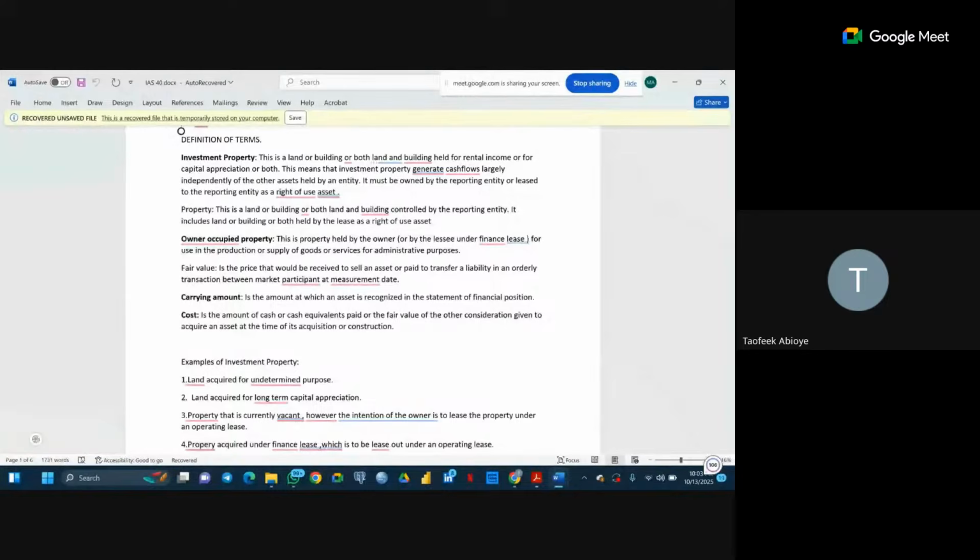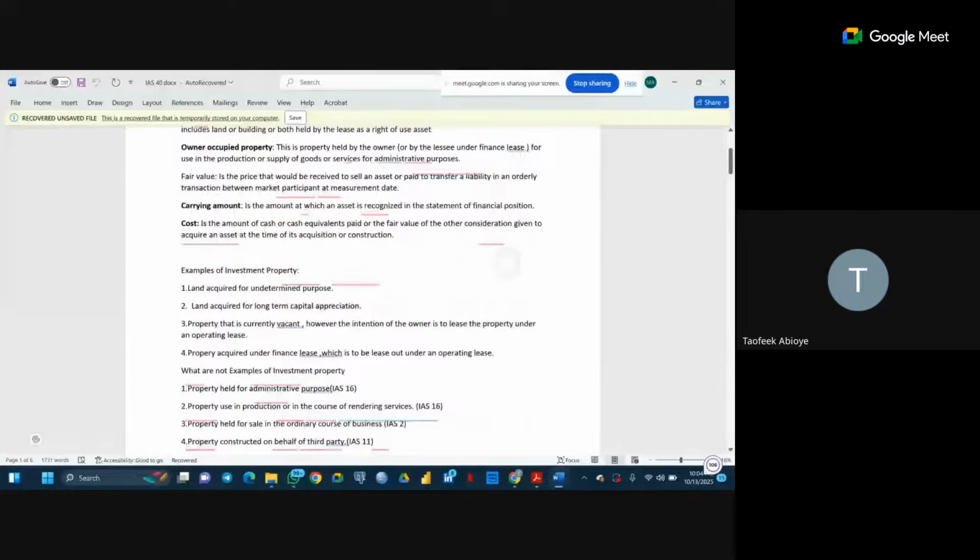When an owner occupies a particular property, that property is not IAS 40 again. If you look at it from the meaning, a production or supply of goods or services for administrative purpose, that is what they use that particular asset for. If an asset is being used for this reason, then the asset cannot be categorized as investment property. Carrying amount is the amount at which an asset is recognized in the statement of financial position. The cost is the amount of cash or cash equivalent paid, or the fair value of other consideration given to acquire an asset at the time of its acquisition or construction.